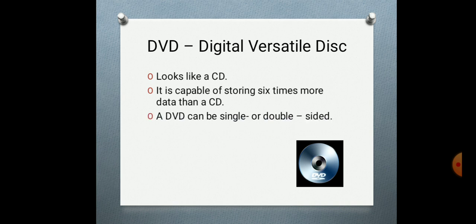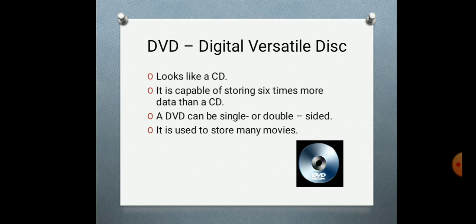Yes, DVD can be single or double-sided. That is, in a CD we can record on only one side, but a DVD is available either as single-sided or double-sided. Double-sided means we can record data on both sides. It is used to store many movies. In one DVD itself we can store many movies. So this is digital versatile disc or digital video disc.